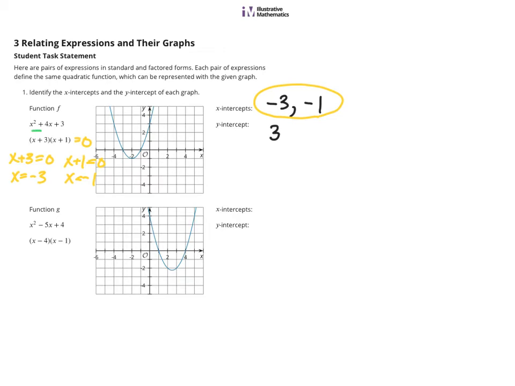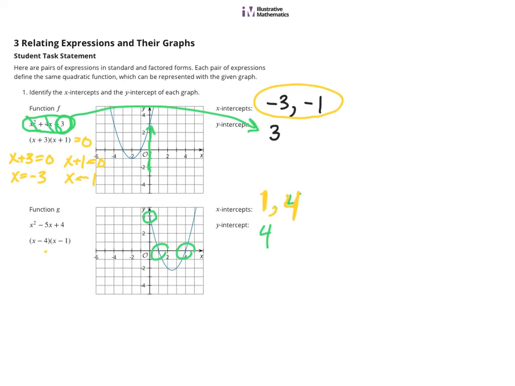The other thing that's cool is if I look at standard form, that's my constant. So if x is 0, which is right there on the graph, my constant is 3. So standard form tells us what the y-intercept is, and factored form tells us what the x-intercepts are. Let's look at function g. My y-intercept is 4, and my x-intercepts are 1 and 4.